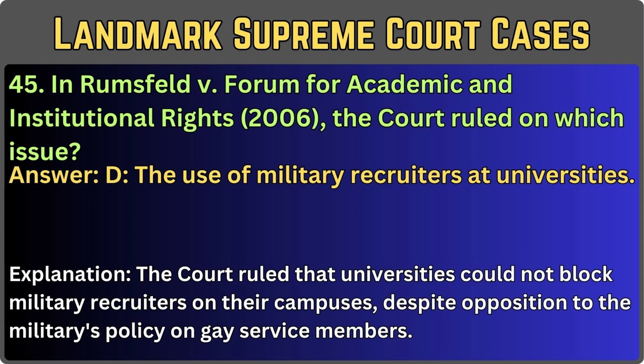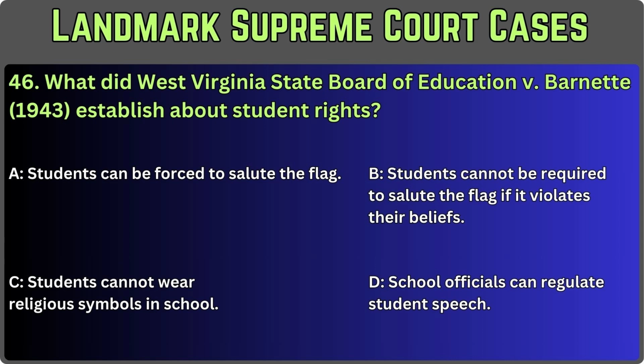Answer: D. The use of military recruiters at universities. Explanation: the court ruled that universities could not block military recruiters on their campuses, despite opposition to the military's policy on gay service members. 46. What did West Virginia State Board of Education versus Barnett, 1943, establish about student rights?